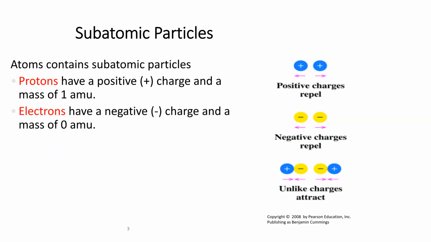Electrons have a negative charge and a mass of 0 AMU. Like I said, negligible to 0. We just call it 0 because it's easier. Neutrons have a mass of 1 AMU, so you can see the protons and neutrons are similar in mass.